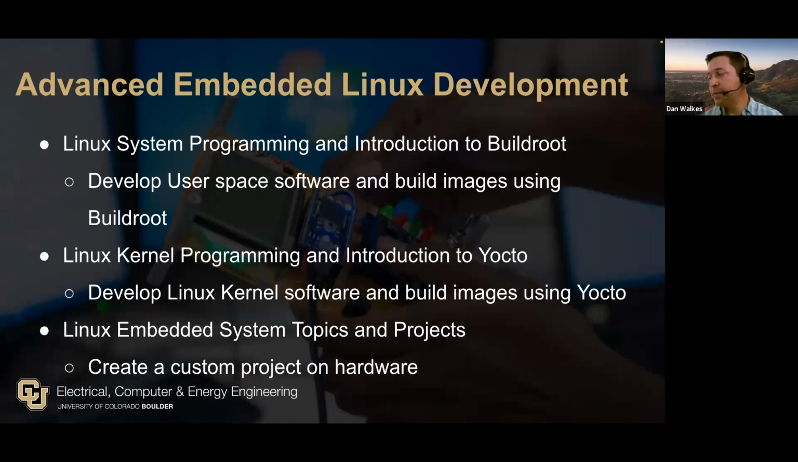In the second course of the sequence, we cover kernel programming and introduction to Yocto. So Yocto is a second build environment that you can use for building embedded systems images and customizing the content of the images. And the Linux kernel software development portion is going to cover things like building a custom Linux driver and some of the different programming constraints we have when we're dealing with kernel development. It'll also talk about the interaction between user and kernel space and help give you an idea about what's happening under the hood when the user and the kernel space interact in your software application.